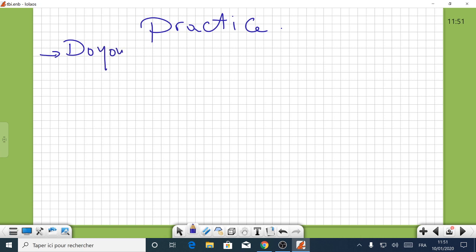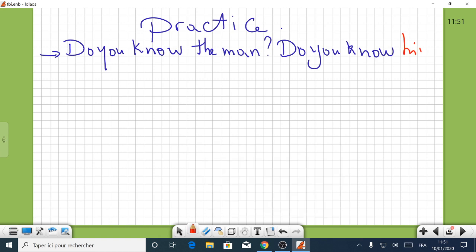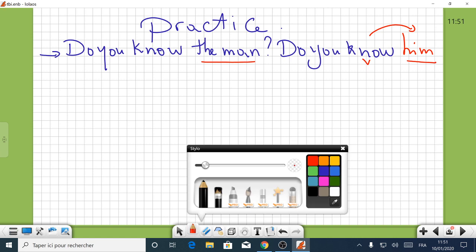Do you know the man? Do you know him? So when we talk about the man, that's him. And of course, here we say this is a verb. So just after the verb, we have object pronouns, which is him. And this is very clear. Let's go and see. I give you now another sentence here.